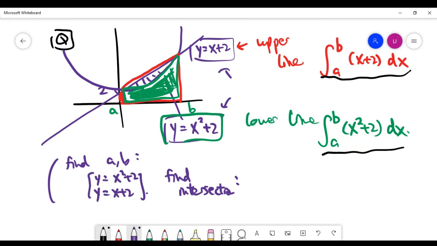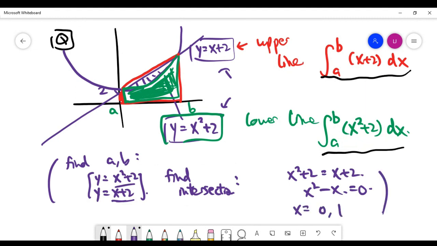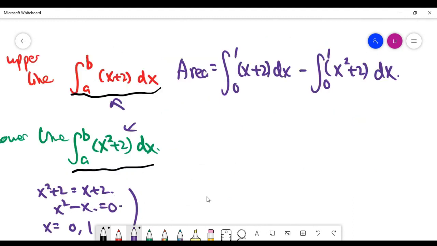Mathematically, to solve for the intersections, we can bring the two equations together. We can make them the same. So x squared plus 2 equals x plus 2. The 2 is cancelled. You're solving this equation now, which means x is 0 or 1. So a is 0, and b is 1. Now when a is 0 and b is 1, the area formula is that you have to find the upper area minus the lower area, corresponding to the upper function and the lower function respectively, right?